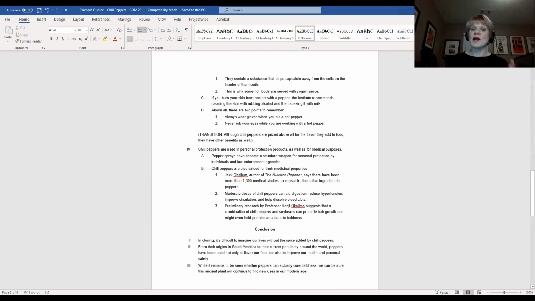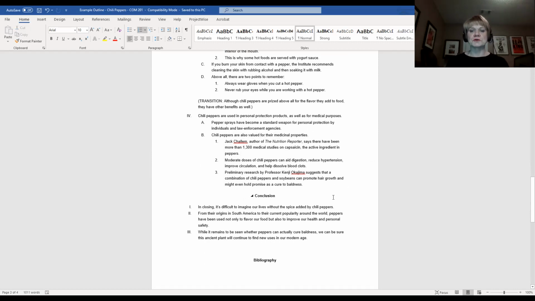Although chili peppers are prized above all for the flavor they add to food, they have other benefits as well. And then I go to my main point 4. Remember, we talked about how chili peppers are used. They're used in personal protection products as well as for medical purposes. So then I talk about the personal protection products, which are pepper sprays, and their medical purposes is B, how they're used for their medicinal properties. Blah, blah, blah. I am babbling a lot today.